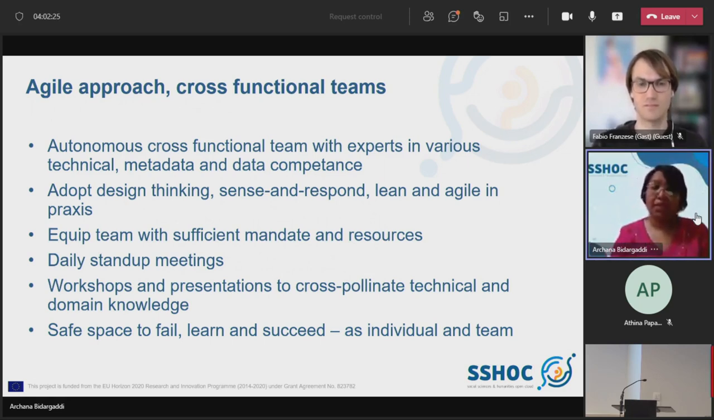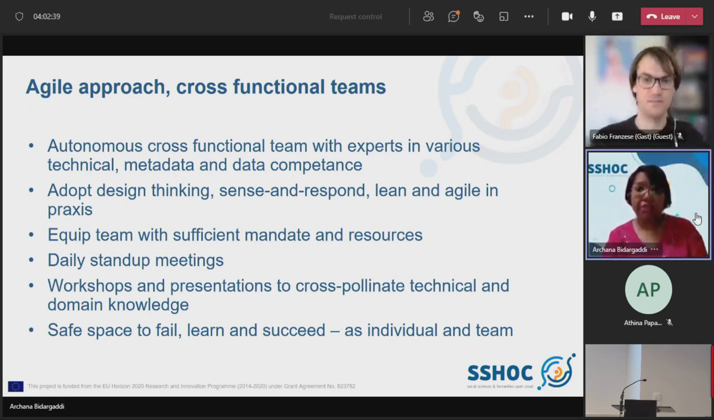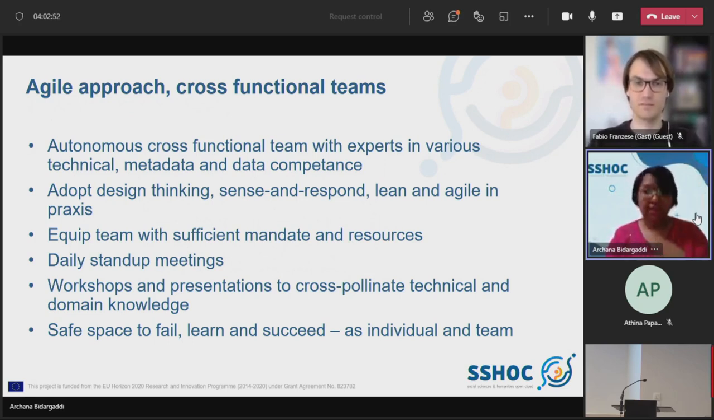And also we conducted multiple workshops and presentations to cross-pollinate technical and domain knowledge. Through these 2-3 years we have worked on this project, we can say that the domain experts, metadata and data experts, have more competence in API and doing queries, also understanding the cloud technology, and vice versa, the technical team has more understanding of metadata standard and data, and also analysis and everything. So we function as a very good team.